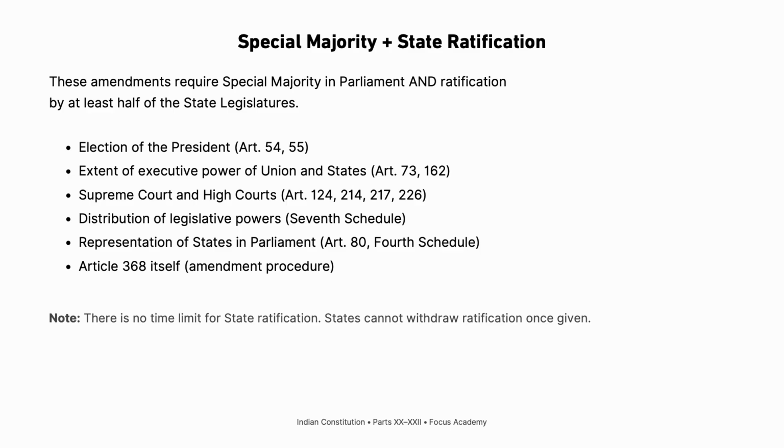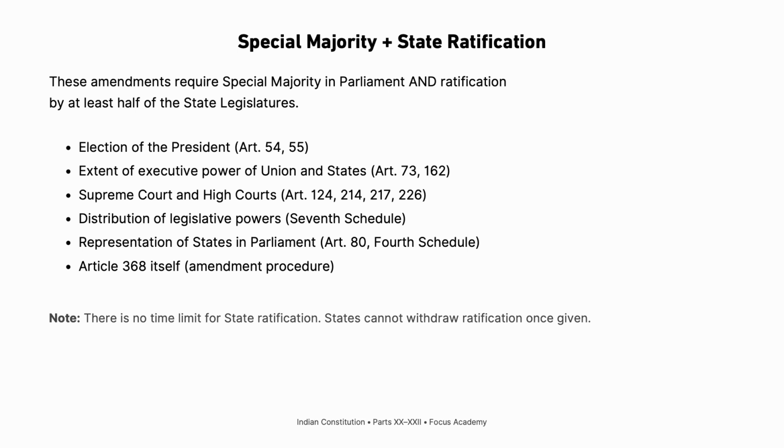So that is why special majority plus state ratification. Now we learned about simple majority, we learned about special majority plus state ratification, and these special majority amendments are all the amendments that are not mentioned in the other two. This is the most common, almost 90% of special majority amendment.